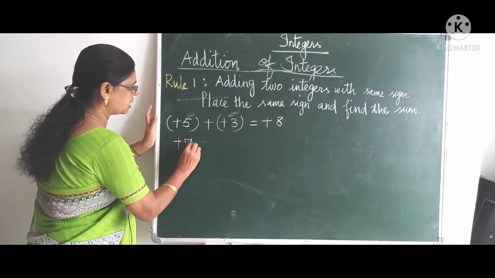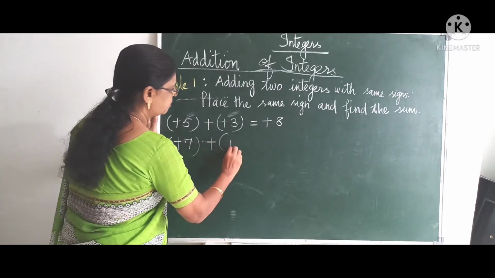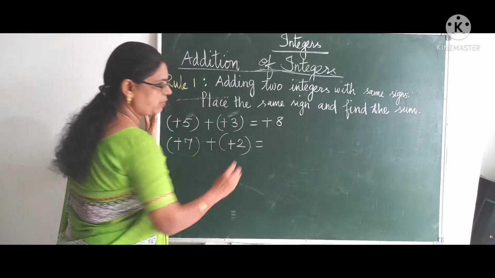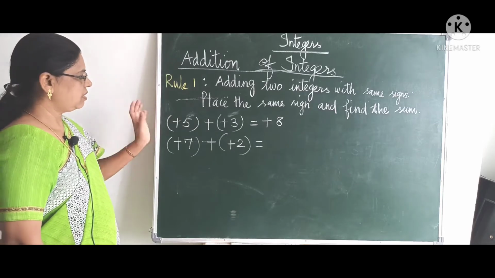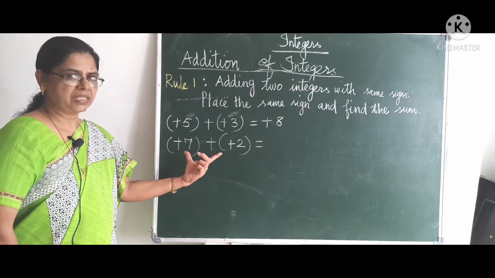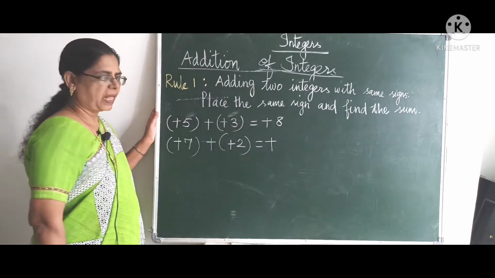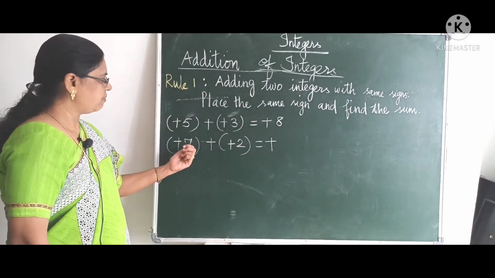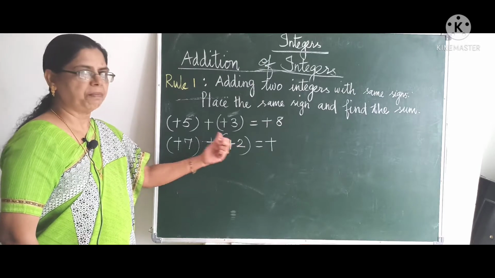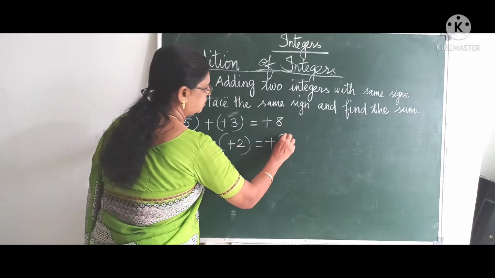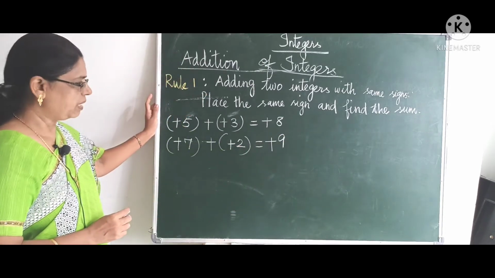Now plus 7 plus 2. Children, can you guess what will be the answer? When we add two integers with the same sign, place the same sign, put plus. Then add the numbers 7 plus 2 and find out the sum. The sum is 9. So the answer is plus 9.